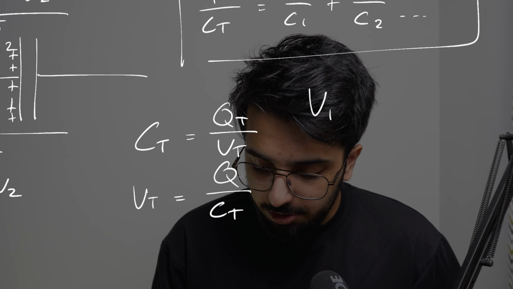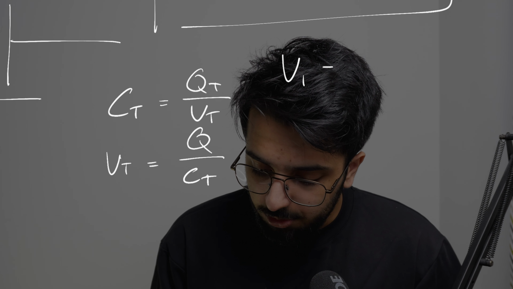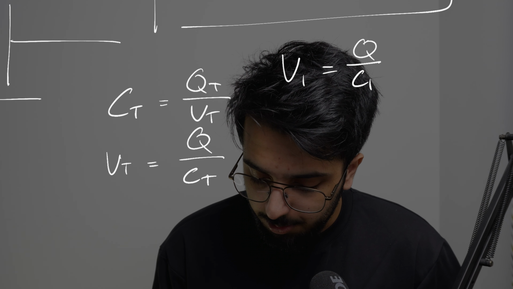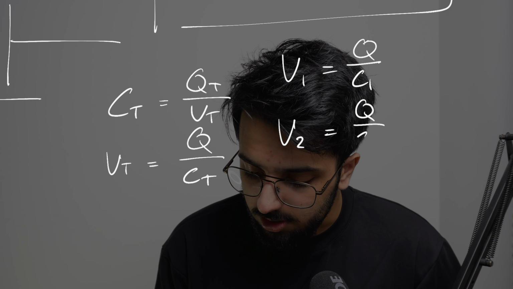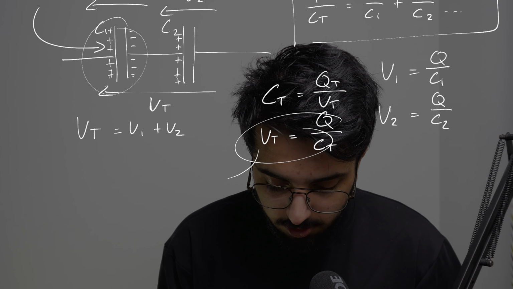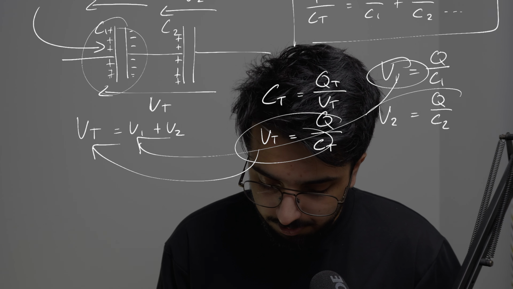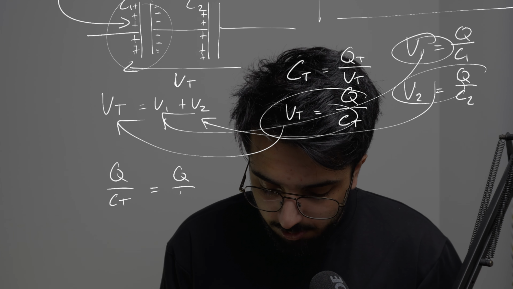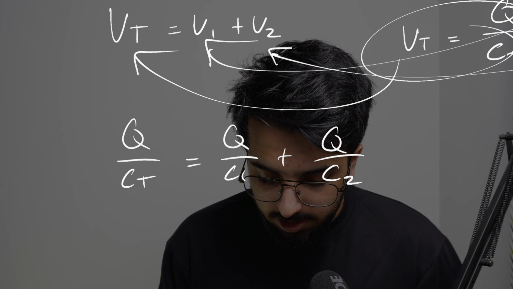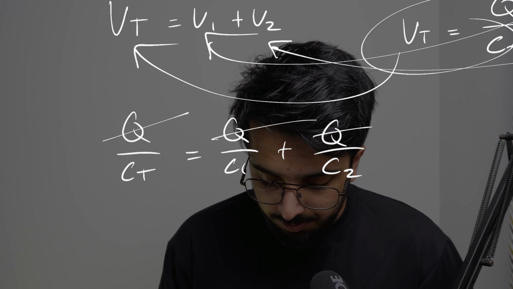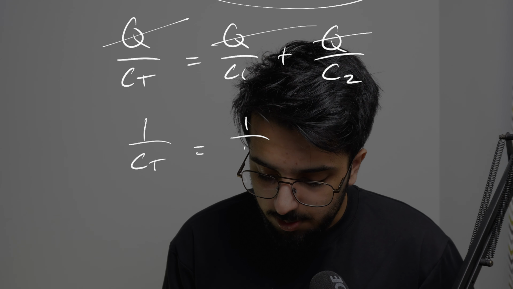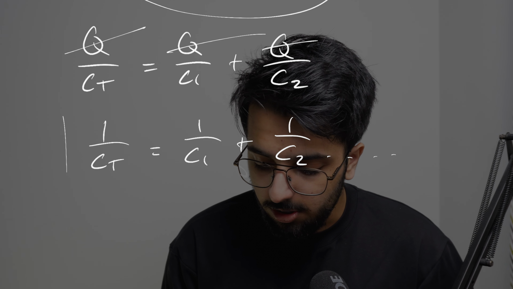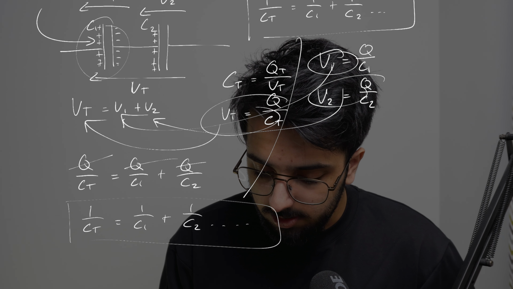We also know the voltage across the first capacitor, this one right here, is equal to the charge on that capacitor, which we denoted as Q, over C1. The same thing for the second capacitor, which is Q over C2. Therefore we can simply plug this all into here, like so, and we get Q over CT is equal to Q over C1 plus Q over C2. We can divide both sides by Q, and we get 1 over CT is equal to 1 over C1 plus 1 over C2. If we had more capacitors, that would continue on and on. And as you can see, that is where we get this equation right here.